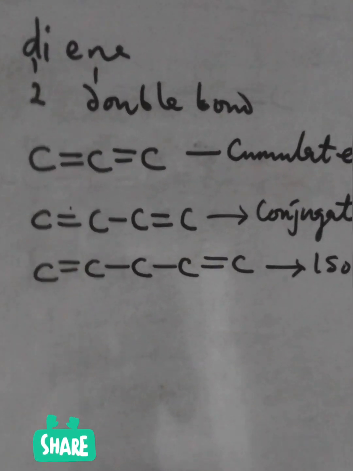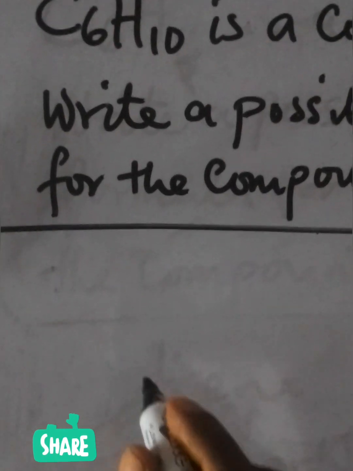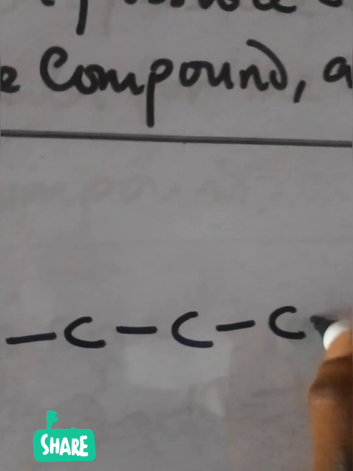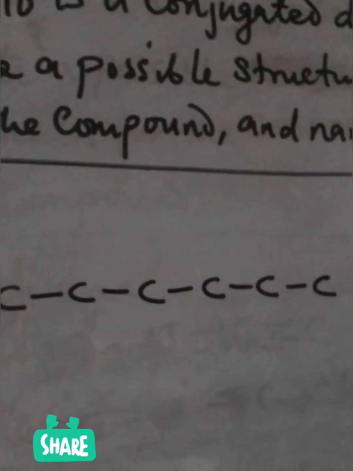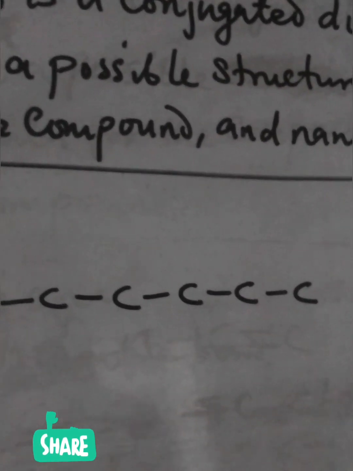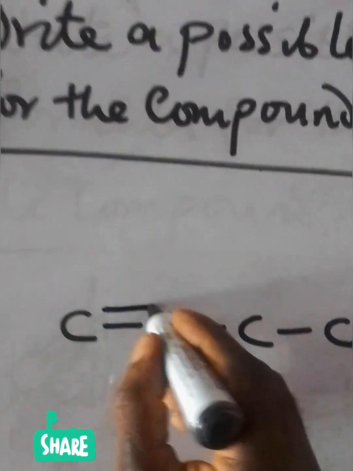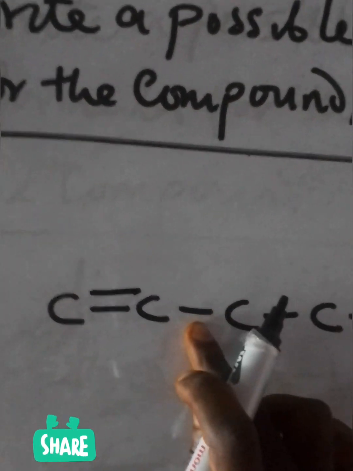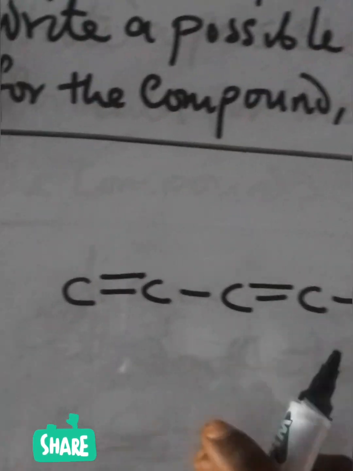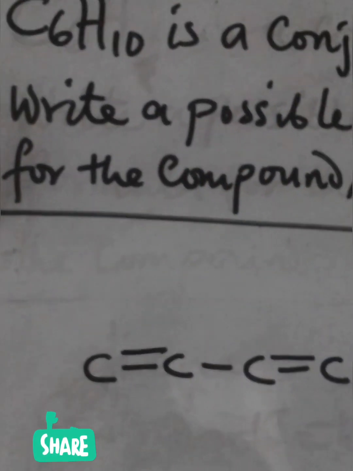So having known this, we can now solve this question. To solve this, we first represent the 6 carbon atoms this way: 1, 2, 3, 4, 5, 6. Then we represent the two double bonds in conjugated manner. You can start from here. First double bond is there. You jump one and establish the second. That is conjugated diene, before we now start fixing the 10 hydrogen atoms.